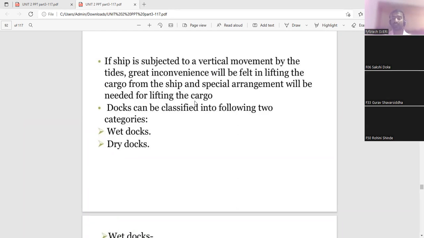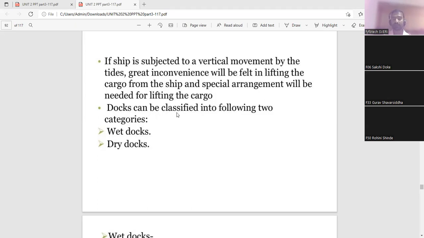In case a very high level of tide comes, the water level will change, and in that case vertical movement of the ship will take place. Your discharge of the cargo will not take place easily. Discharge means unloading of the cargo, and it is very difficult. At that time, a special arrangement will be done.